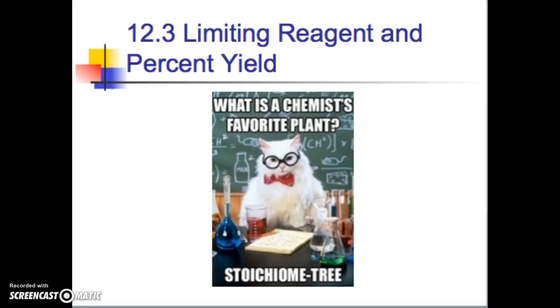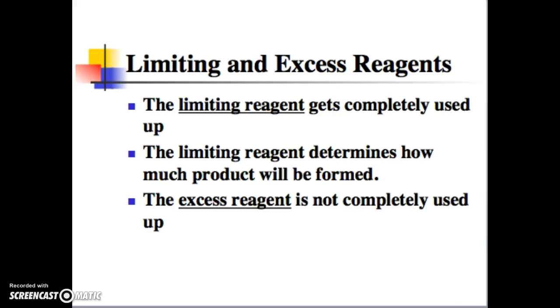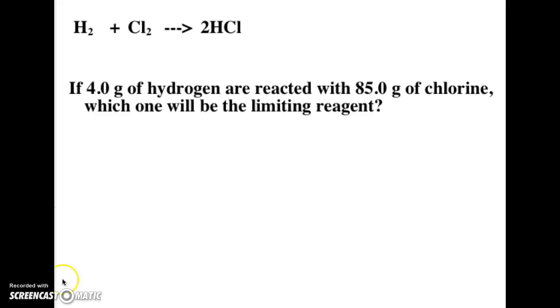This is the first part of the notes on section 12.3 on limiting reagents and percent yield. Needing an excess reagents, the limiting reagent gets completely used up in a chemical reaction, and the limiting reagent determines how much product will be formed. The excess reagent is not completely used up, so there will be some of that left over when the reaction is all done. The first example we'll look at, we have our balanced equation up here.